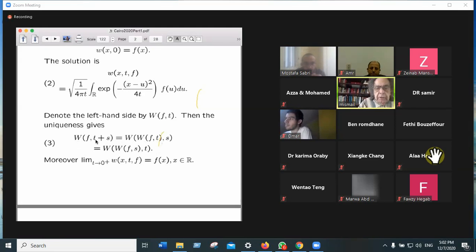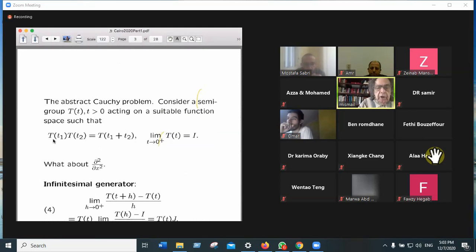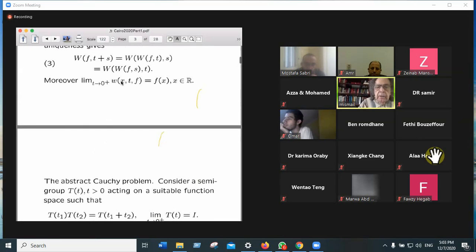So this property is the semigroup property, which I'll write formally. And in addition to this property, you also should have that as time goes to 0, this object has to go back to f. So what you have here is a semigroup of operators, T(t). T(t1) acting on T(t2), so these are now operators, is T(t1 plus t2). And if I let t tend to 0 plus, I get the identity operator. So that is this condition.